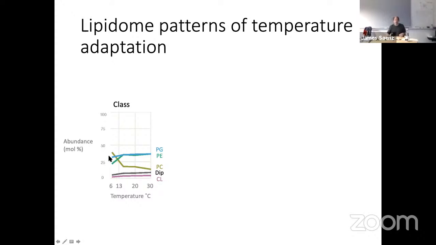When we get down to 6 degrees, a lot of stuff happens. PC and PE sort of switch places. But this is an extremely low temperature. For most of the normal temperatures that this cell would experience in a typical diurnal cycle, there's not much going on at the class level. Now let's look at chain length. Again, we see something similar. There's a big change at low temperature, but for most of the temperatures, it's essentially constant. So not much to see here.